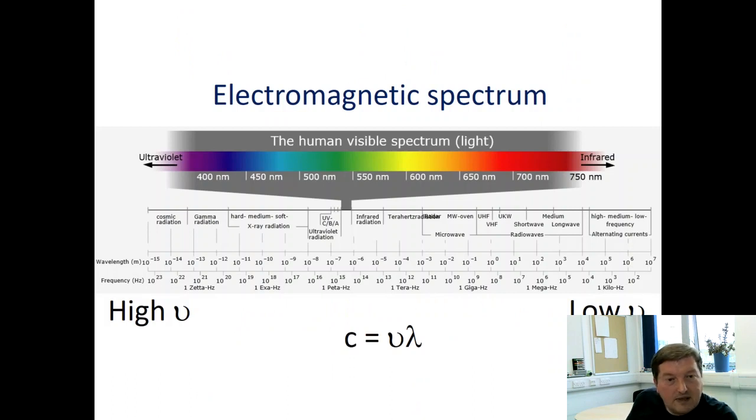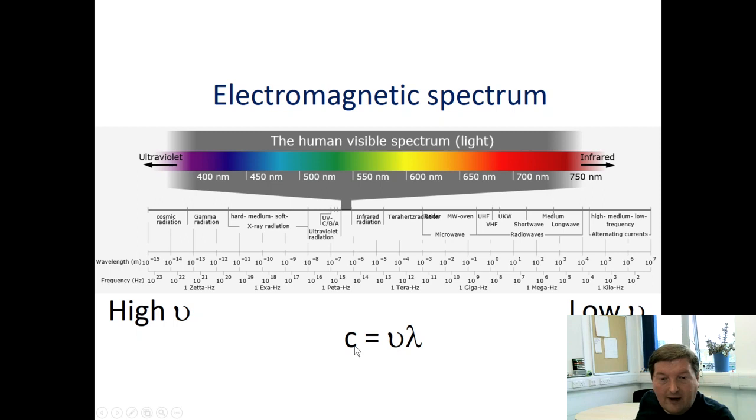Another concept is the electromagnetic spectrum. Visible light, what we see, goes from red through the rainbow to purple, and you have a scale bar here measured in meters, that's wavelength, or frequency in hertz. You can see that the wavelength and the frequency match. They are related by this equation here: the speed of light is the frequency times the wavelength. So the speed of light is constant.